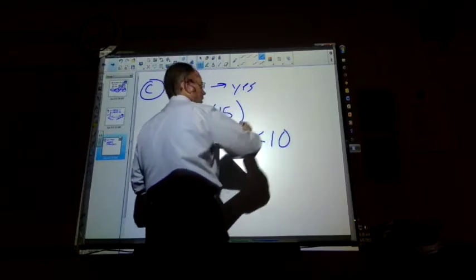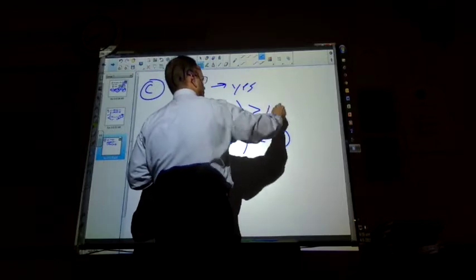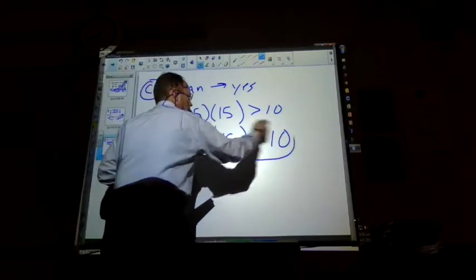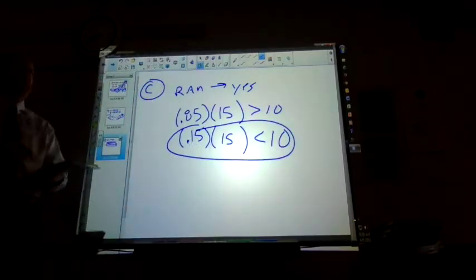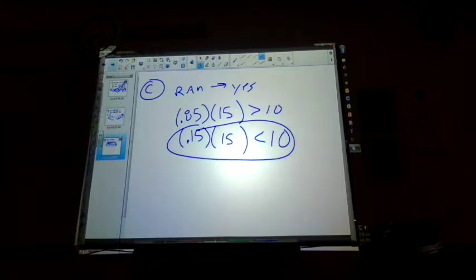Well, that's definitely less than 10. And this might be greater than 10. So right there, we can't use it, because the probability of it happening and the probability of it not happening are going to be less than 10. That goes to make sure that it's a normal distribution. They both have to be bigger than 10 in order for it to be a normal distribution. Okay.